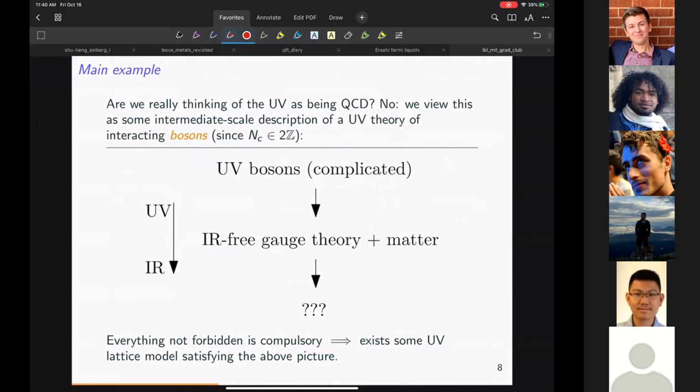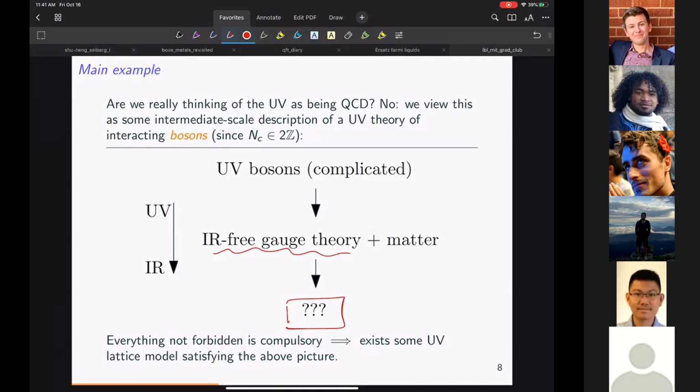What we're actually imagining is that we have some UV lattice model that in this case is a bunch of bosons that are hopping around on some lattice in some very complicated way. And at intermediate scales, they're described by this gauge theory that I wrote down on the previous slide. And then our task is to figure out what happens at even larger scales.